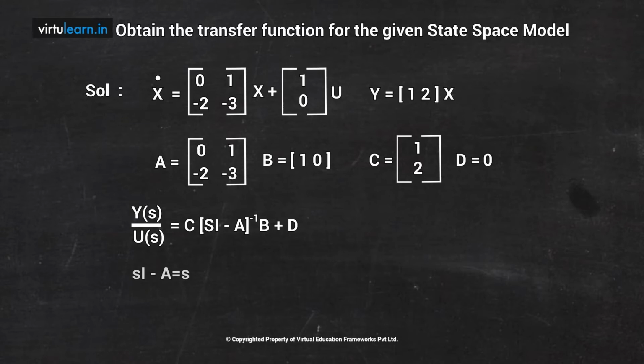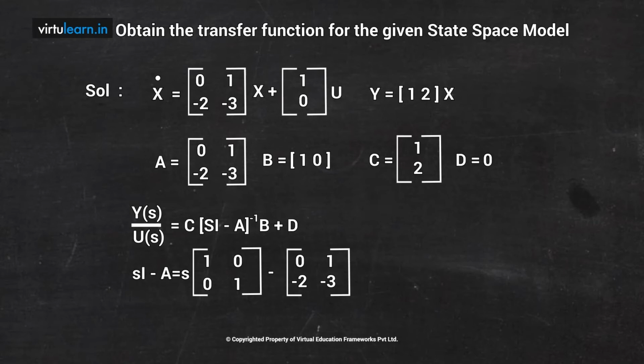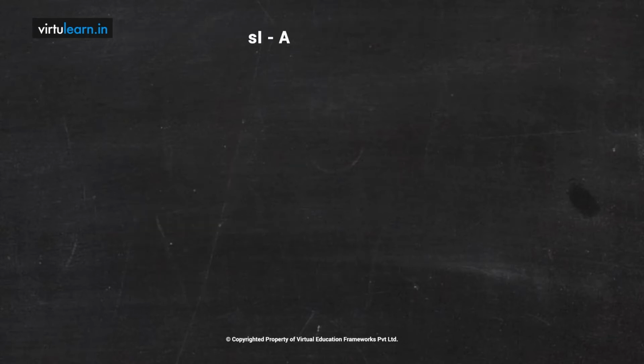We know that s is a Laplace variable and I is nothing but the identity matrix [1 0; 0 1]. Then we substitute s times [1 0; 0 1] minus my A matrix [0 1; -2 -3]. Then you do this simplification and you will get sI - A equal to [s -1; 2 s+3]. So this is the matrix sI - A. We want to get the inverse of it. Since it is a 2 by 2 matrix, the inverse becomes very easy.